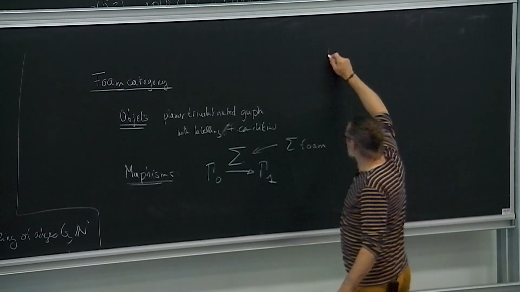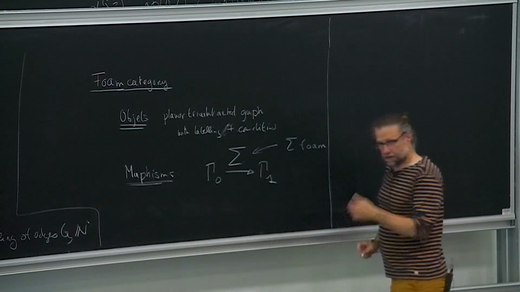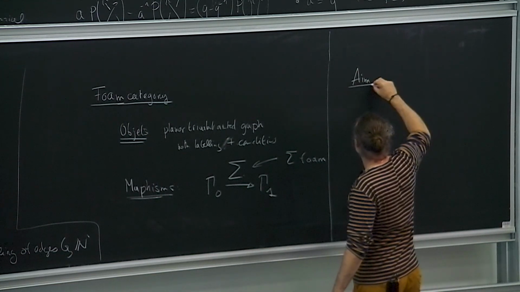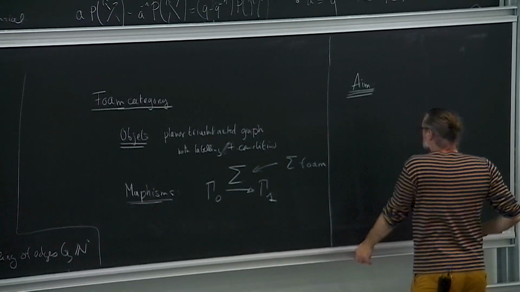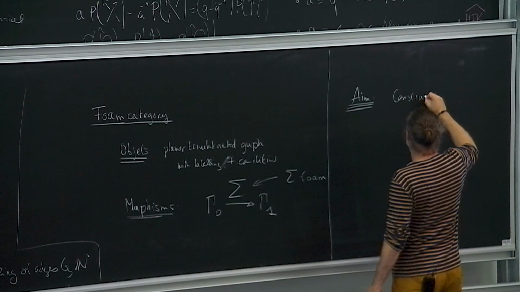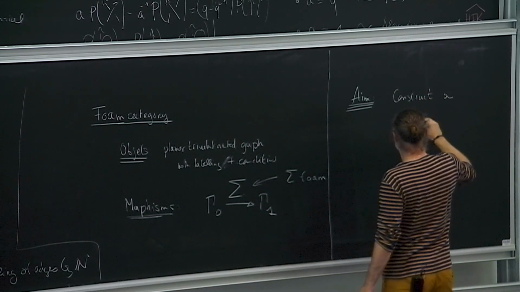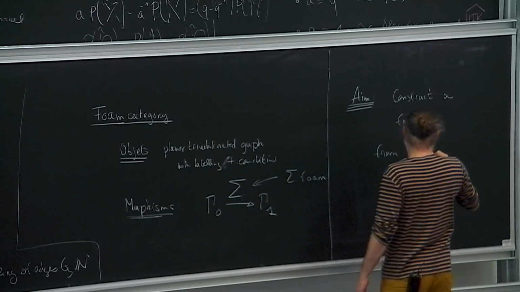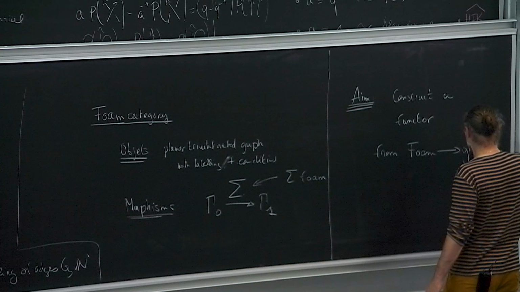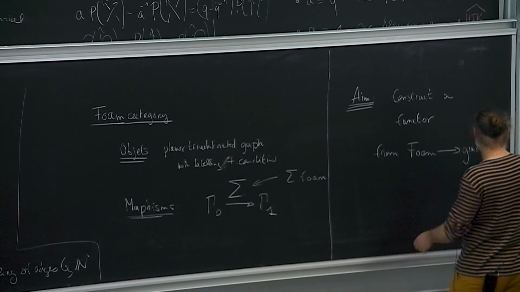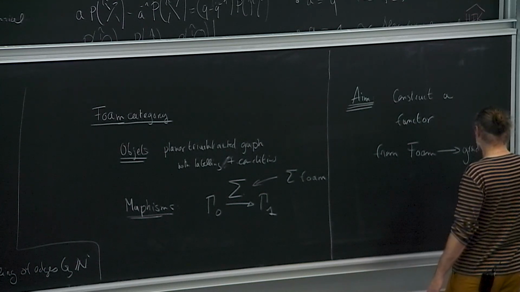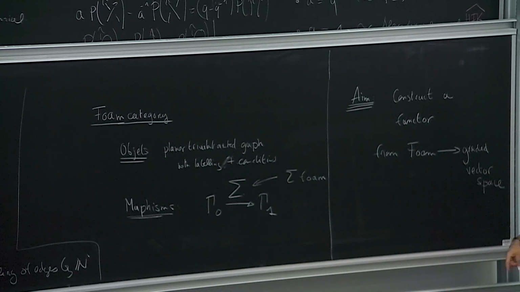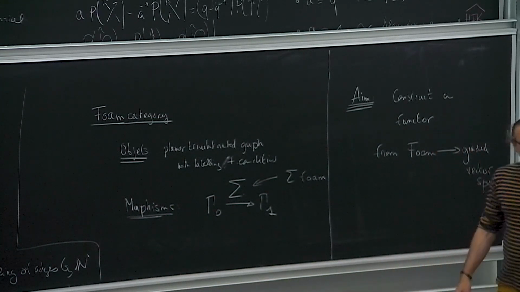So that's the category I want to play with. And what's the aim? The aim will be to construct a functor from Form into, say, graded vector spaces. As you will see in a second, I will be more flexible than that. I will not do vector spaces, but free modules over a natural ring. But in principle, that's the aim.